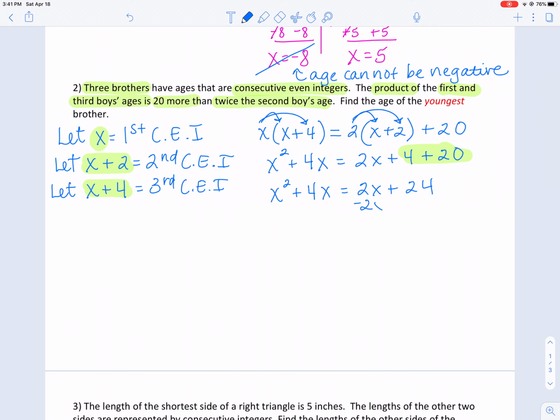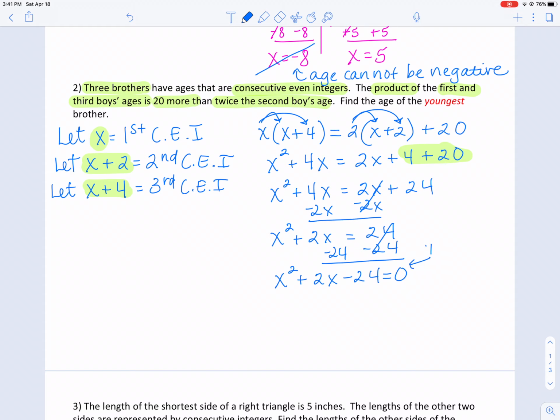I'm going to move this 2x over to this side. Those are like terms, so I get x squared plus 2x. Now that equals 24. I don't want 24 on that side. I want it equal to 0. So when I move it to this side, I have x squared plus 2x minus 24 equals 0. And once again, you're looking at a trinomial. A equals 1. There's no number in front here. So you're going to just pull off negative 24 and ask yourself what multiplies to negative 24 and adds to 2. And it's got to be 6 and negative 4.